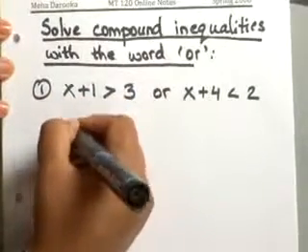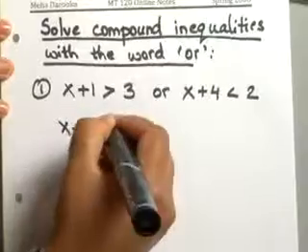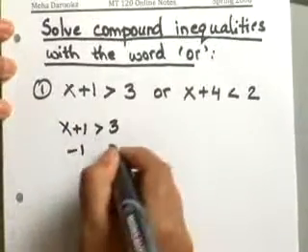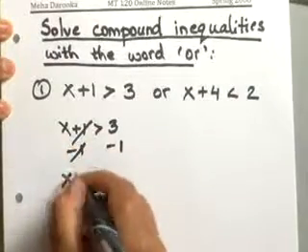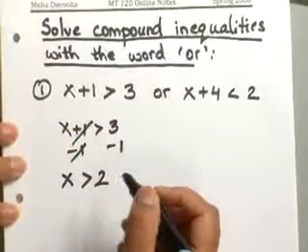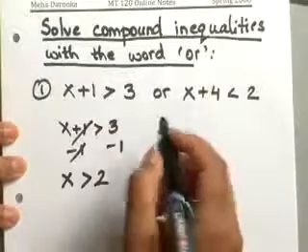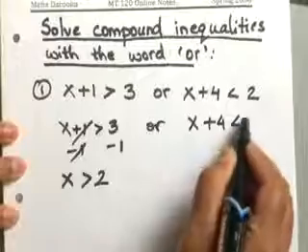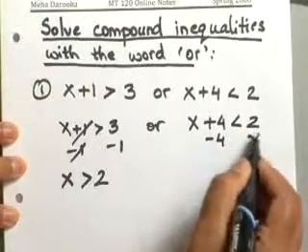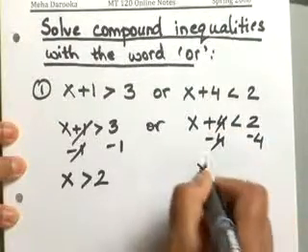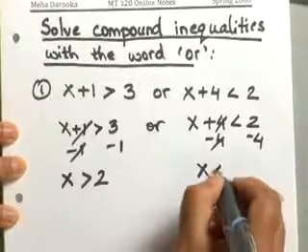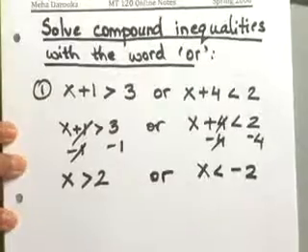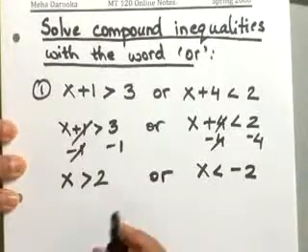So let's start with the first one here. And you of course want to start out by getting x by itself. So subtract 1 on both sides, and you end up with x is greater than 2. And then do the same thing on the other side. Get your x by itself. Move your 4 over. You'll end up with x is less than negative 2. And of course we are using the word or to join the two solution sets.